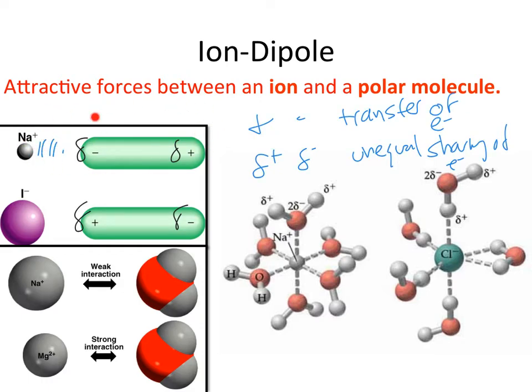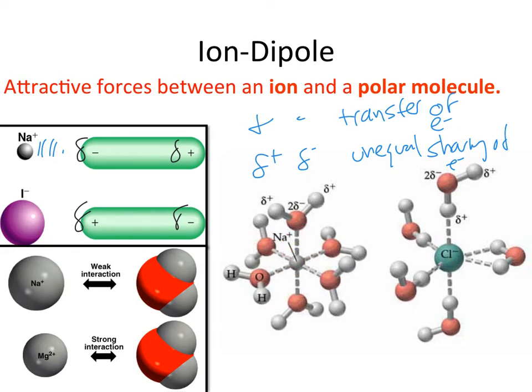there's an attraction between the negative side and the positive ion. And here we have an anion, and it's attracted to this slightly positive side. The larger the charge, the stronger the attraction. And we'll see this as a big player when it comes to water being dissolved. Sodium being dissolved in water.